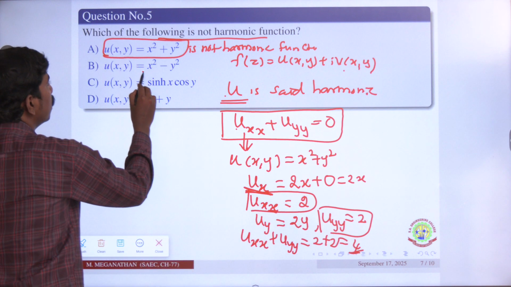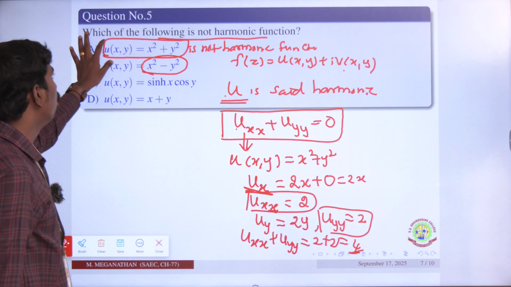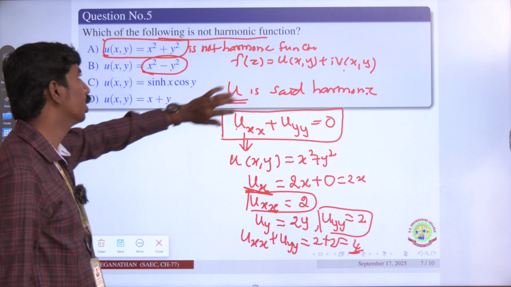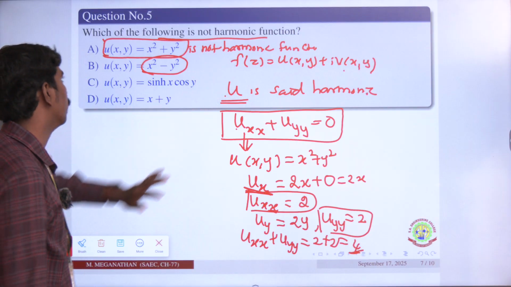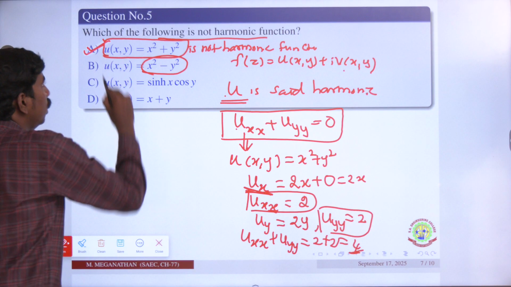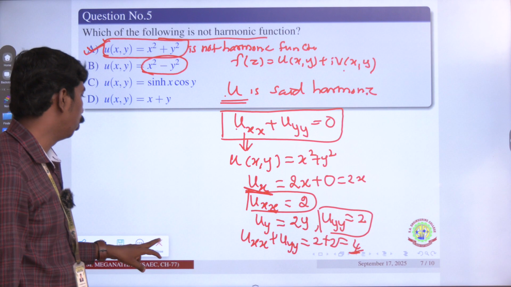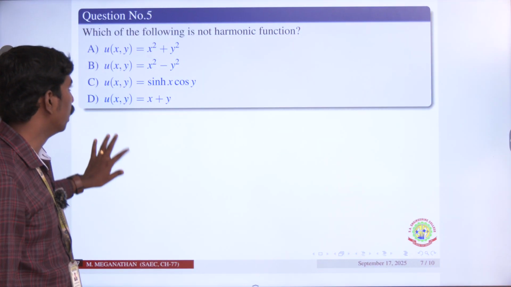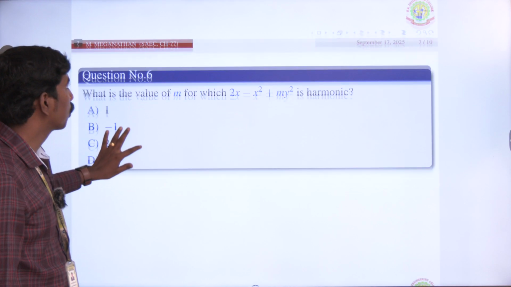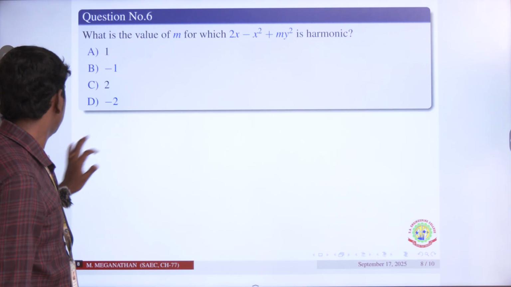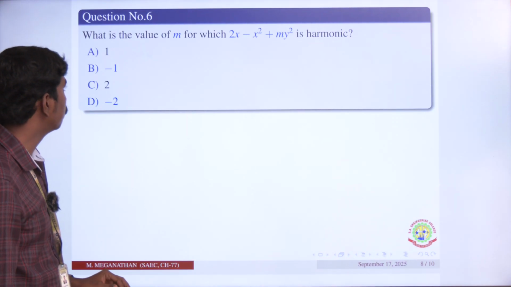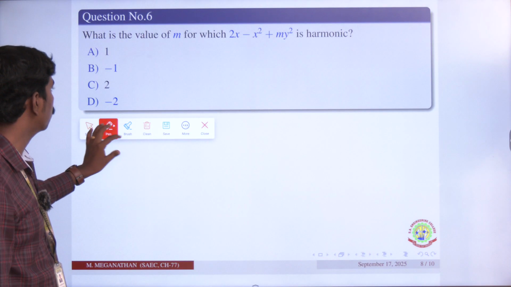And in a similar way you can check x square, because they given which of the following is not harmonic function. So I found this is not harmonic, therefore this is your answer. So this is the concept of harmonic function. Let me look at one more example for this. Like this example they will ask in examination, because this is very useful.